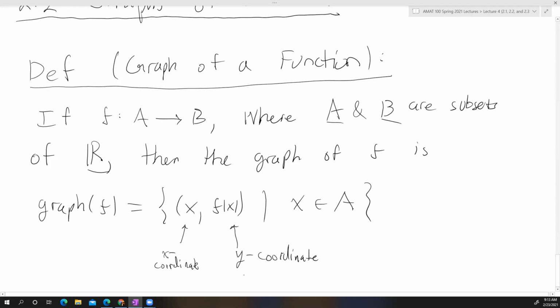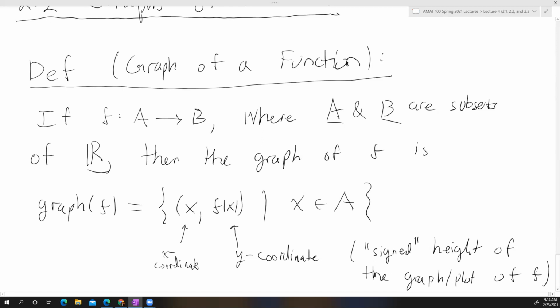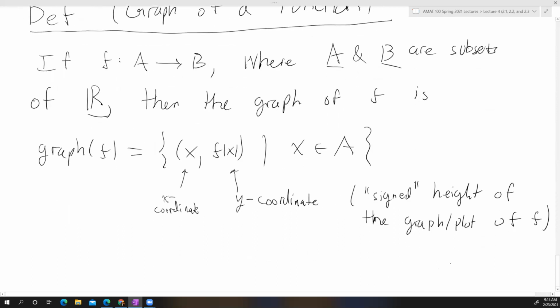So the f of x is basically going to give us the signed height of the graph or plot of the function f. I'm kind of abusing notation, or terminology, I should say. I'm using these terms sort of interchangeably, but really graph refers to this abstract set, and then you can draw the graph.